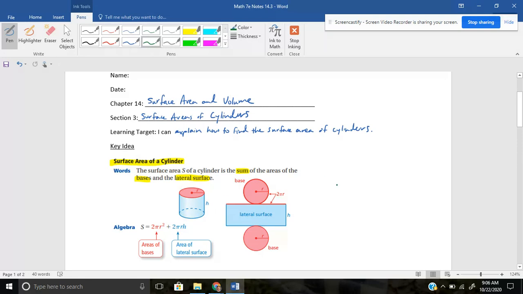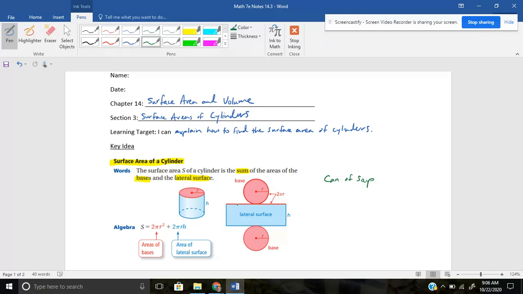To me, think of a can of soup is kind of what I'm envisioning when I'm thinking of a cylinder. So I got a top and a bottom. Those are my bases, and realize that those are both circles. And then you have this lateral surface. Now for our lateral surface, imagine that we're taking the wrapper off of the can, and it would be a rectangle shape. So that's kind of what I like to envision when I'm thinking about a cylinder.